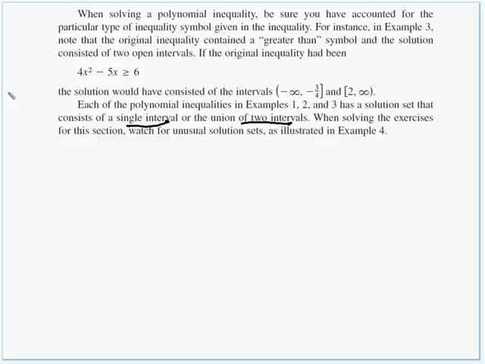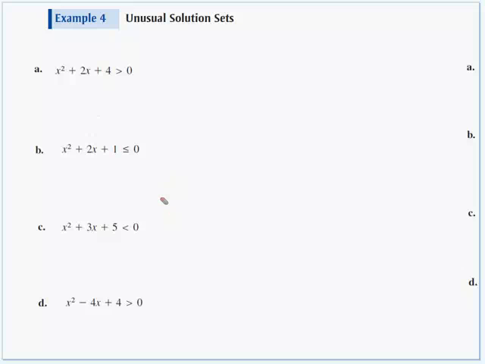Each of the polynomial inequalities in those first 3 examples has a solution set that consists of a single interval or the union of just 2 intervals. When solving the exercises for this section, watch for unusual solution sets, like you're about to see here in example 4. And remember, this is a more graphical interpretation of stuff, so we'll talk about it, and then the graph is really what I think brings it home. Let's see the first one here.